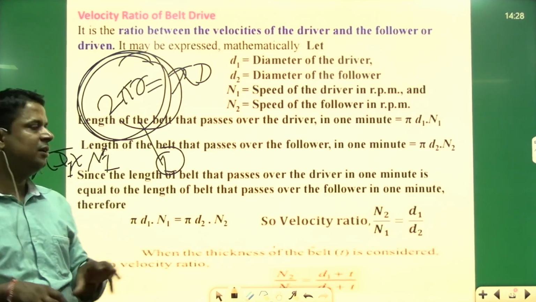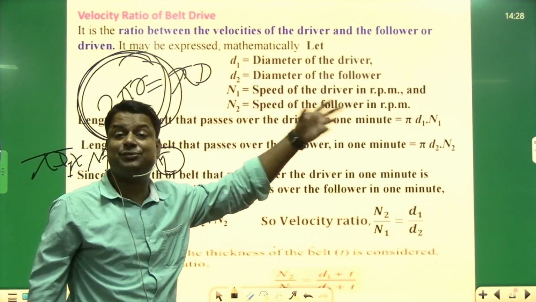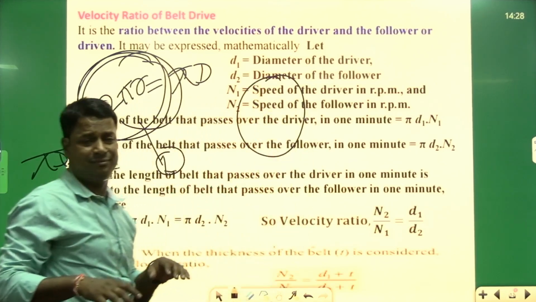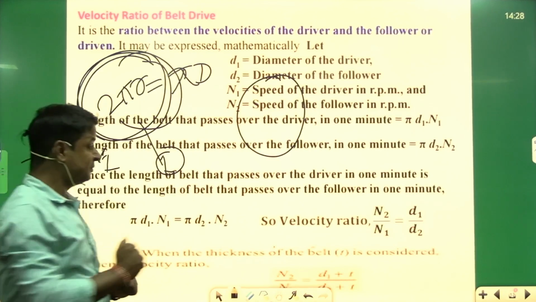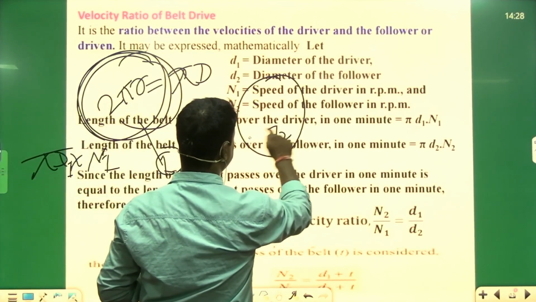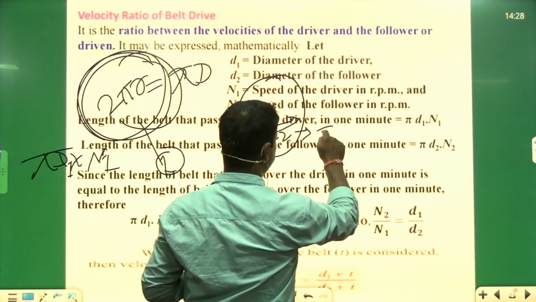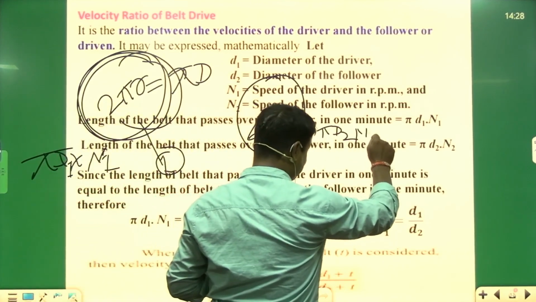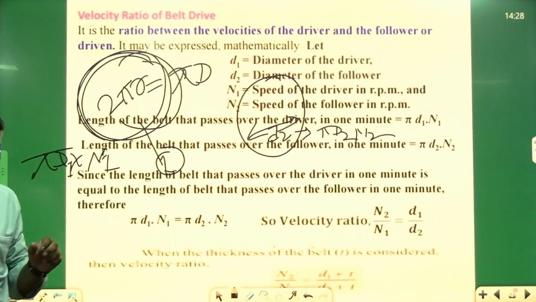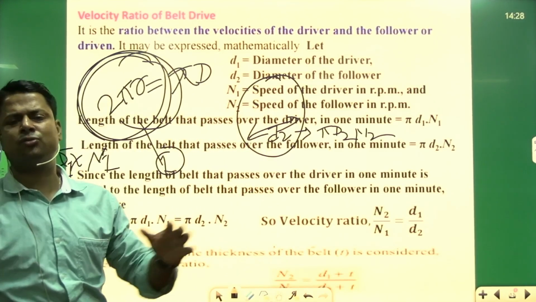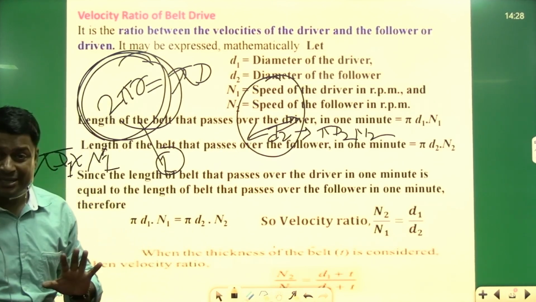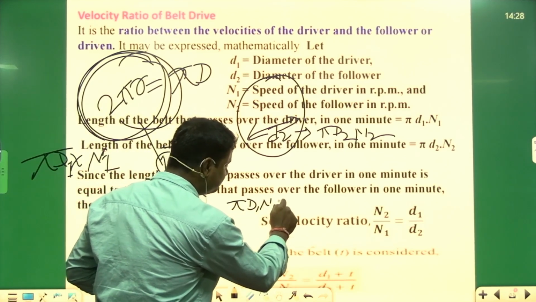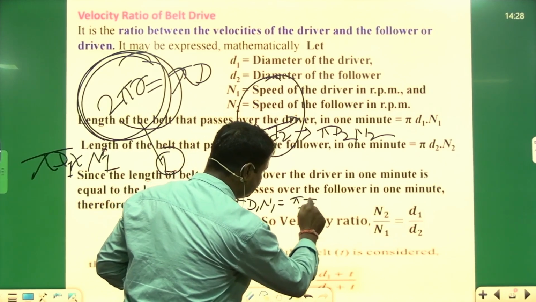Now this will transfer the motion to another wheel, that is the follower. Maybe the shape of the follower is different, like small or big, we don't care. But the motion must be the same. Suppose the diameter is d2. So here the perimeter is pi d2 and it rotates n2 times. The time amount is the same, like 1 minute, 2 minutes or 1 hour. The motion will be the same. It means pi d1 n1 equals pi d2 n2.